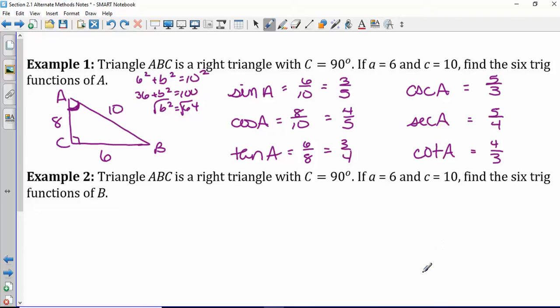I want you guys to do example 2. I'm talking about the same triangle, but I want you to give me all the ratios from angle B.